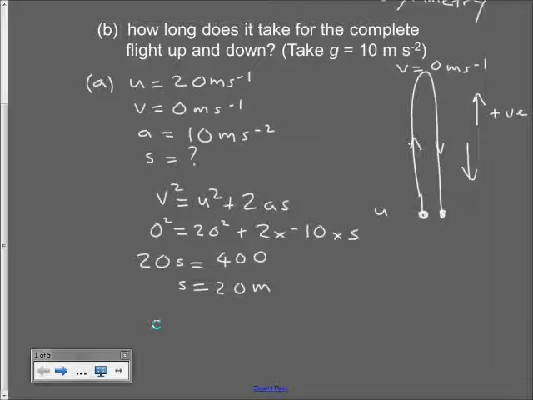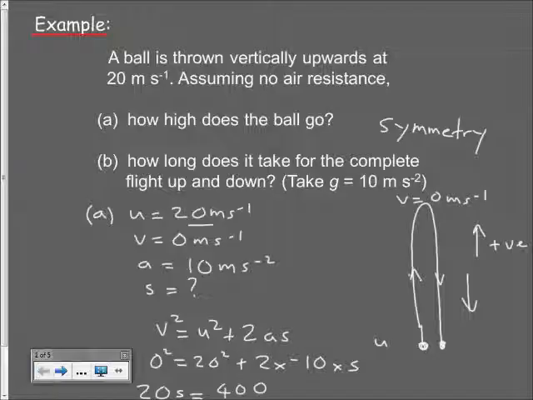Now, that's just a fluke, I think, that we start with 20 up here and we end with 20 there as well. So that's the vertical height through which the thing's gone. Let's just make sure we haven't made any mistakes with that working. 2 times negative 10, 20 squared. Yep, that looks okay. Second part of the question, let's just remind ourselves what the question says. How long does it take for the complete up and downwards flight?